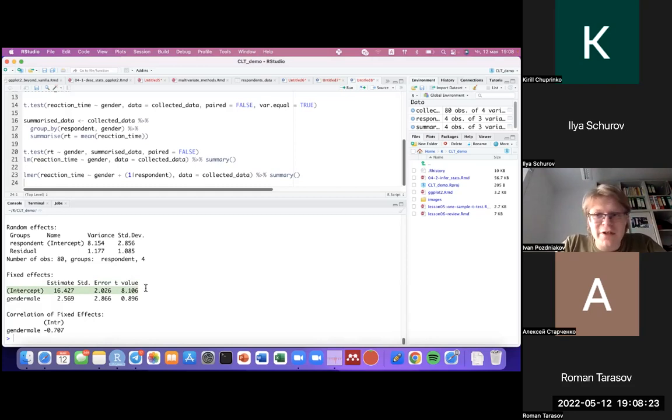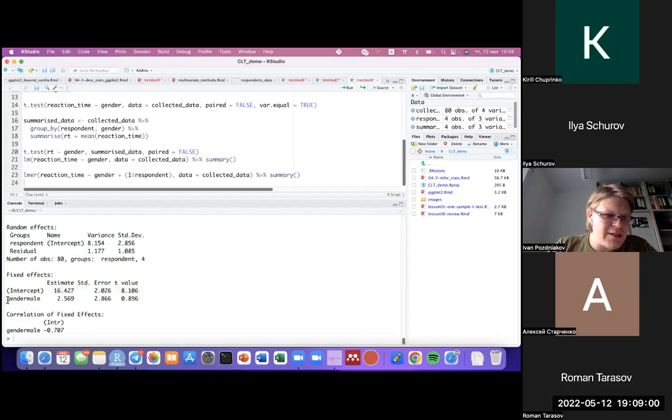Exactly. So for the intercept, the null hypothesis is that reaction time is zero. It's just nonsense. We know in advance that reaction time cannot be zero. It will always be positive. So it doesn't really matter, especially for this case, the intercept line we just ignore. So it is not interesting for us. Whether it's significant, of course it will be significant, even for a very small sample size.